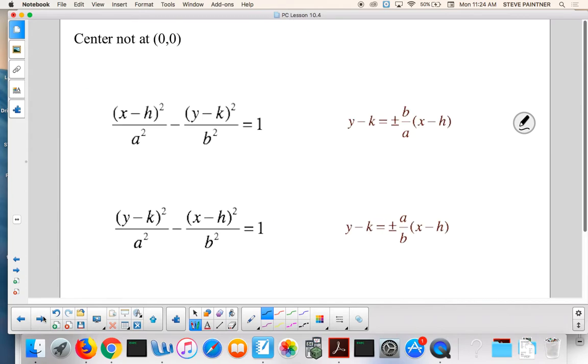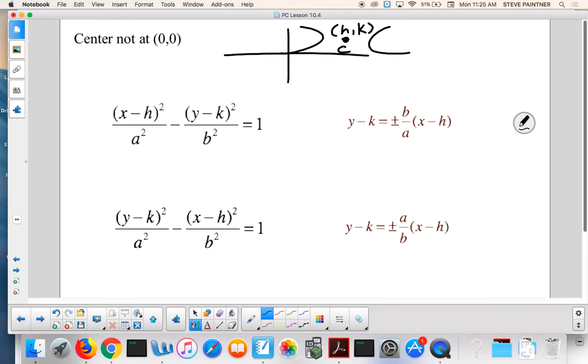Okay, what if the center's not at 0, 0? Well, that's just like ellipses. If the center's not at 0, 0, okay, so let's say it's here and here. This is the center, and we're going to call it h, comma, k, which all that means is instead of x squared minus y squared, it's going to be x minus h squared, y minus k squared, just like ellipses, okay? So the center does move.